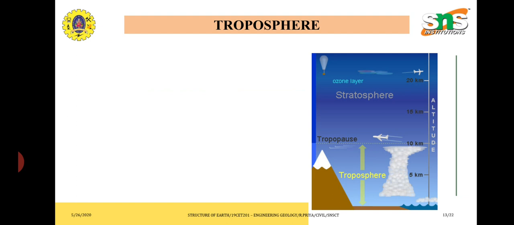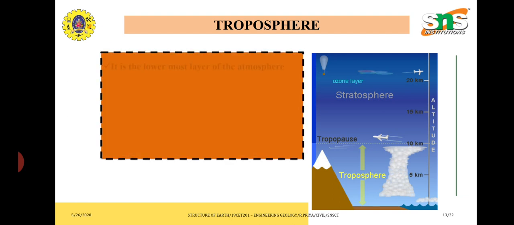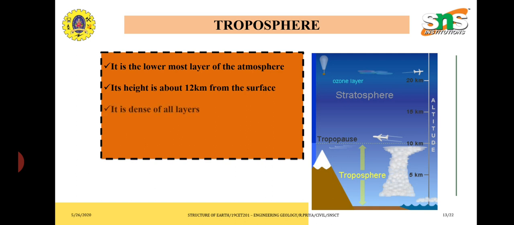First one is the troposphere. This troposphere is the lowermost layer of the atmosphere. Its height is about 12 km from the surface of the earth. It is the densest of all the layers. The main role of this troposphere is that it is very much responsible for weather forming and all the meteorological processes taking place on the earth.